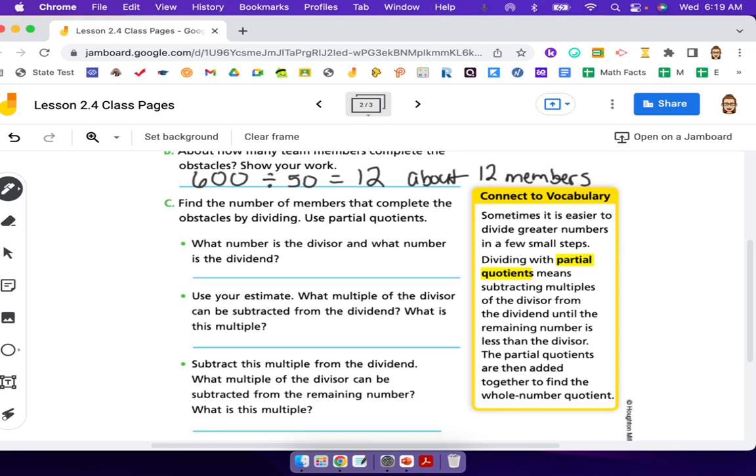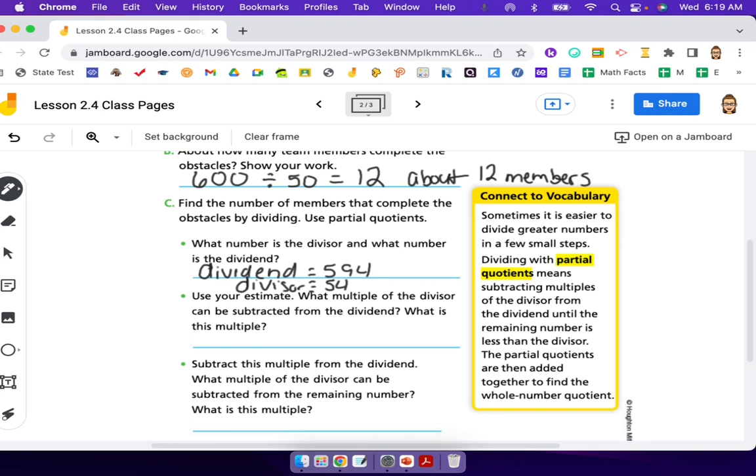So it says, what number is the divisor and what number is the dividend? Well, the dividend is the 594 because that's what's being divided. And the divisor is 54 because it is what is doing the dividing. So use your estimate. What multiple of the divisor can be subtracted from the dividend? What is this multiple?